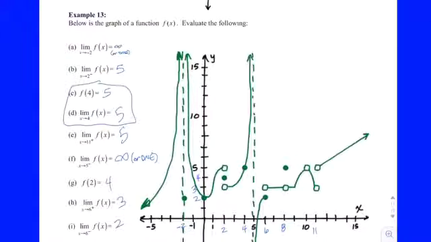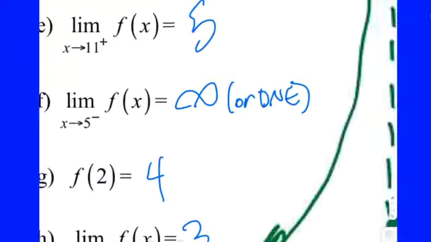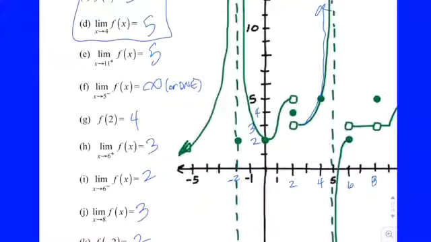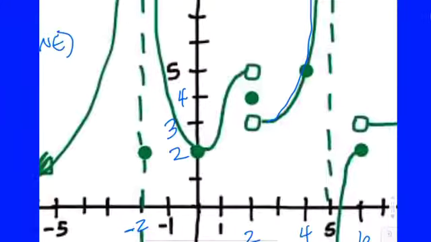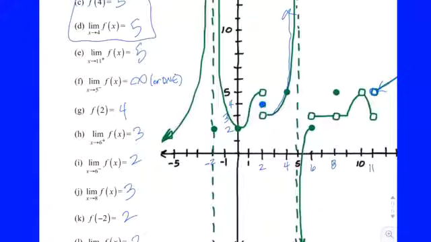Okay, good. From the right of 11, that's coming in like this from the top. You're approaching this open circle. That's at 5. From the left of 5, okay, so here's 5. As you approach from the left of 5, it's going up, up, up, up, up to infinity. So infinity is a better answer because it's a one-sided limit. D and E would work. F of 2, okay, so there's a lot going on at 2. F of 2 is the dot. That's at 4. So that's the function value.